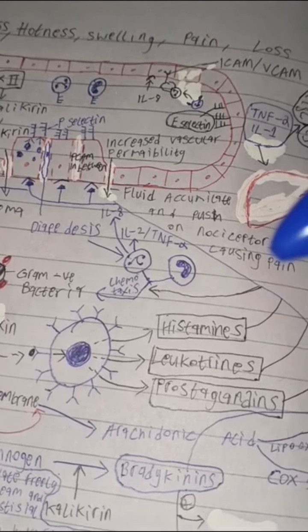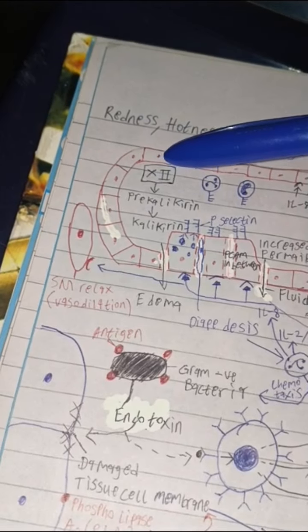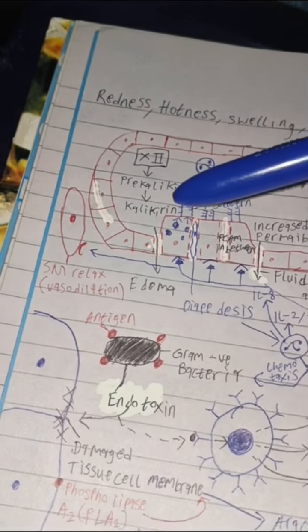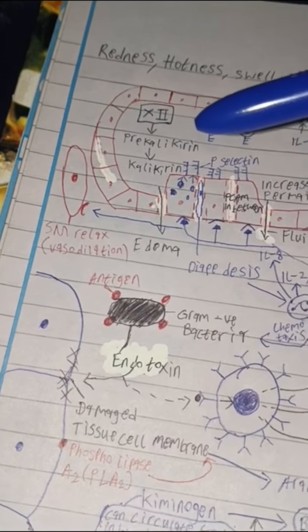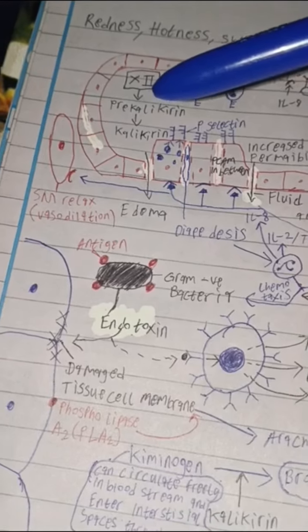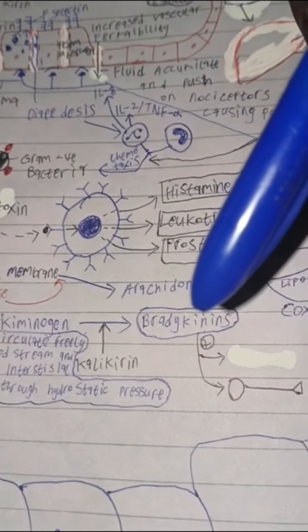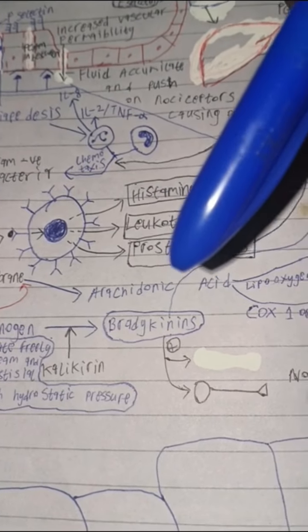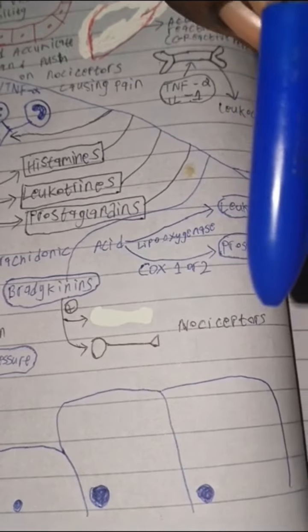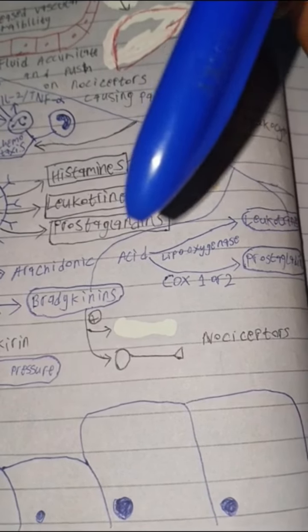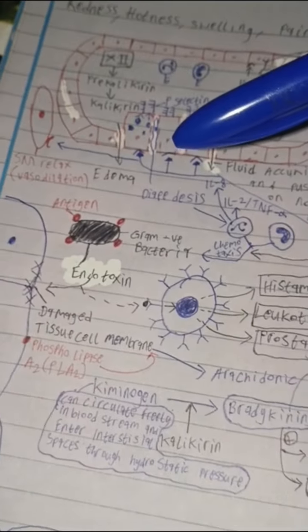Now, there's another way this pain can also be caused. In your blood vessels, clotting factor 12 can be turned into prekallikrein, which then turns into kallikrein, forgive my pronunciation. This kallikrein will have an effect on kininogen. This kininogen then turns into bradykinin. Bradykinin can activate nociceptors, which are your pain receptors, and cause pain. And they also have an effect in this process too.